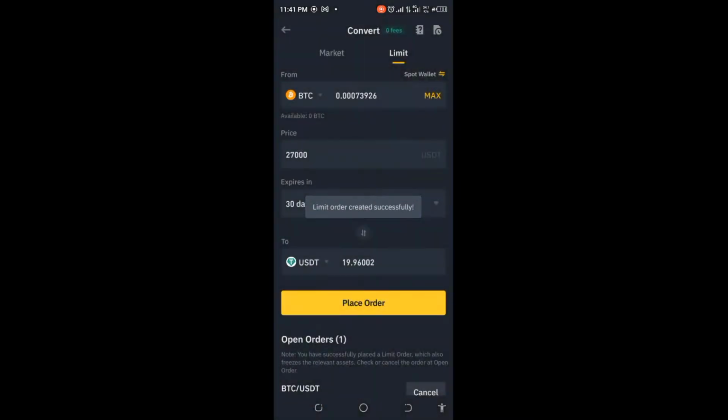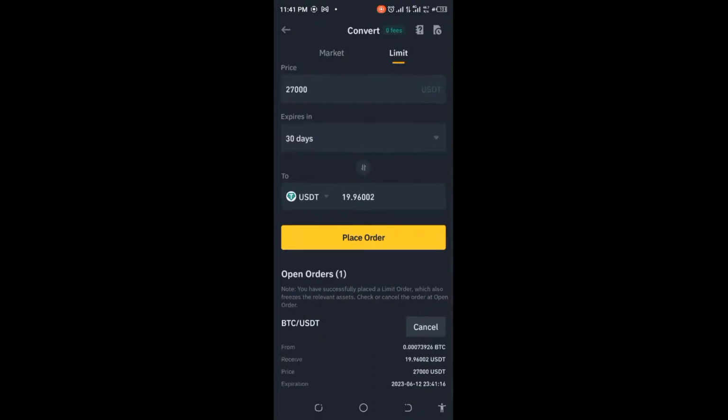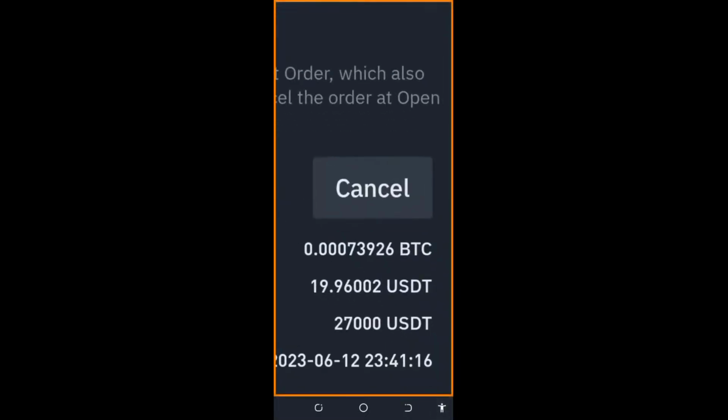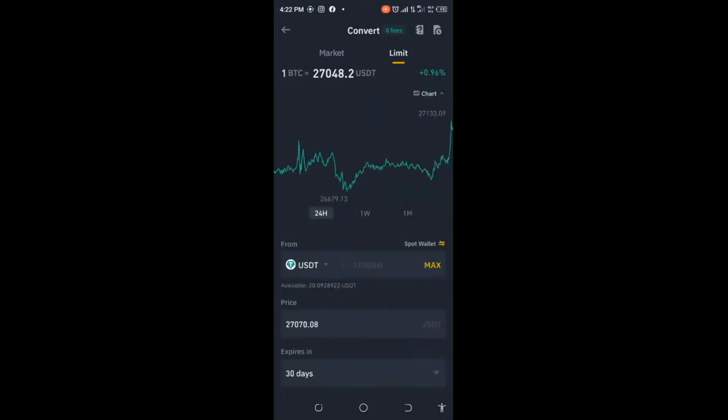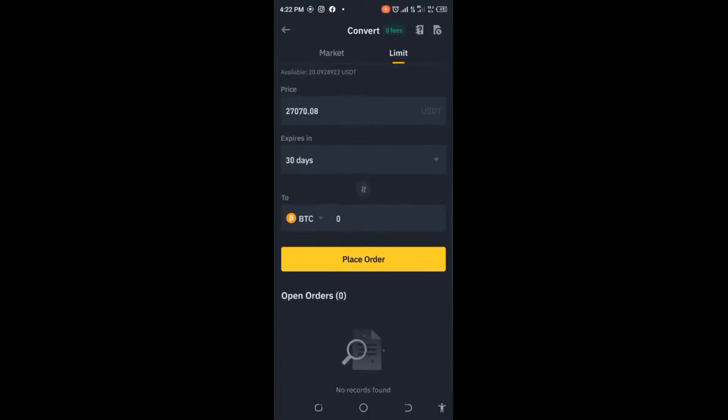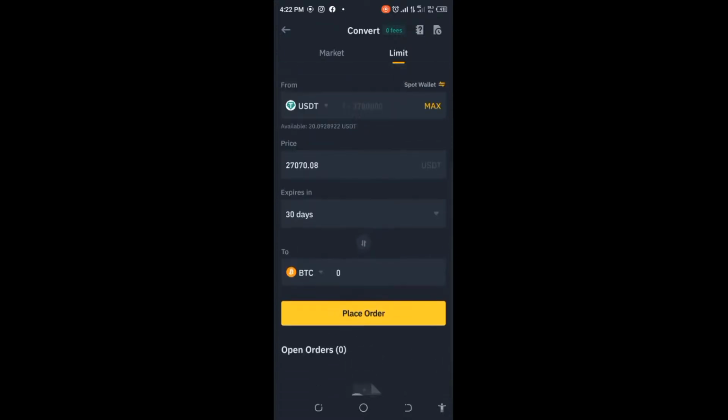So this is supposed to give us 19.96, which is like 10 cents more. Well, let's see how this goes. I'll be back to give you the results. Yes, I'm back, and it has already converted. So I guess you're seeing how to do this conversion by limits, right? Because I'm not doing conversion directly, because if you do conversion directly, it's going to give you by market price. Okay, so right now it has hit 27,000 and it's already converted.